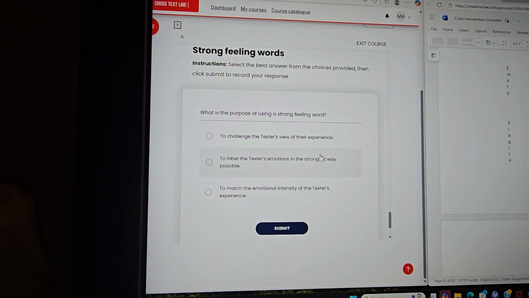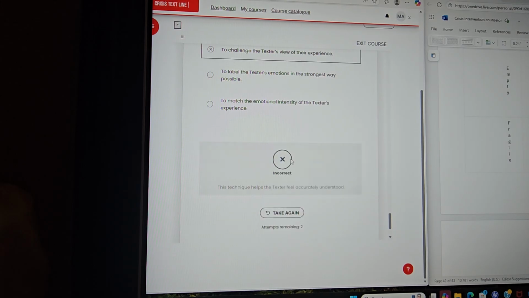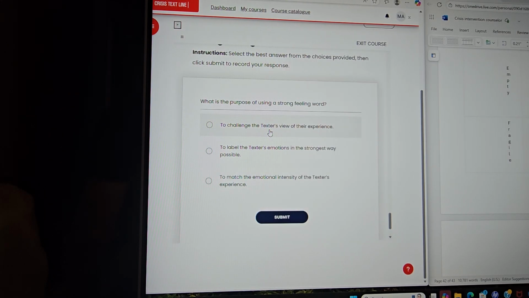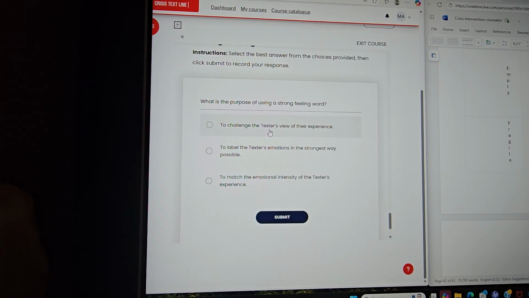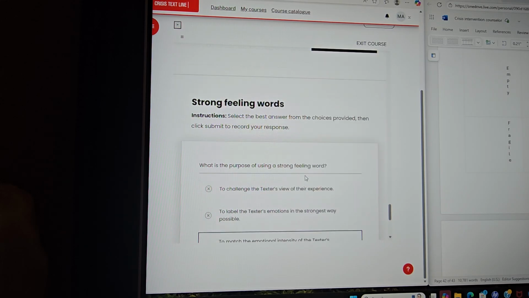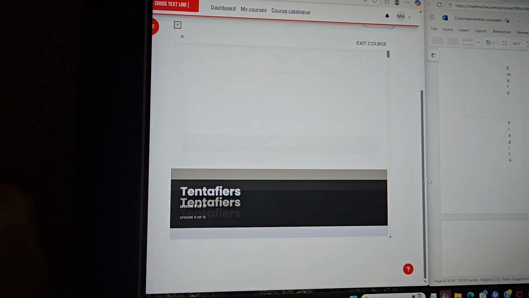The purpose of strong feeling words is to challenge the texter's views of the experience. Submit. The purpose of using a strong feeling word is to match the emotional intensity of the texter's experience. Continue.